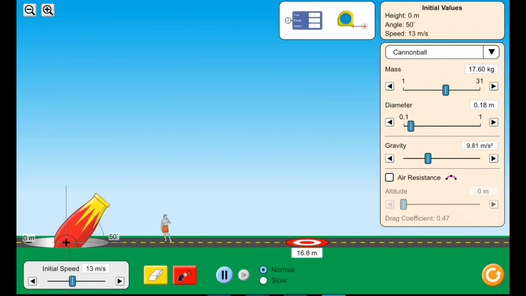For the next lesson, we will investigate the motion of a projectile that is launched at an angle.